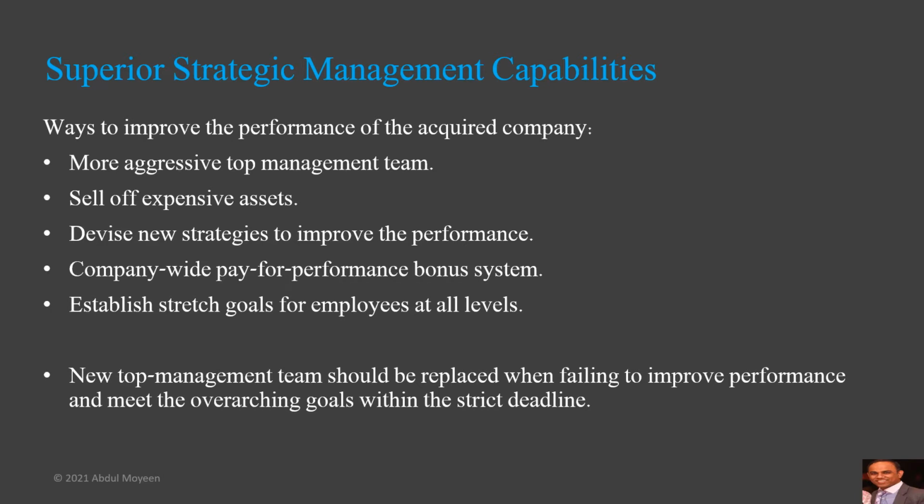There are several ways to improve the performance of the acquired company. First, the top managers of the acquired company are replaced with a more aggressive top management team. Second, the new top management team sells off expensive assets. It also terminates managers and employees to reduce the cost structure. When we talk about the selling of expensive assets, make sure that we do not sell the critical capital asset.